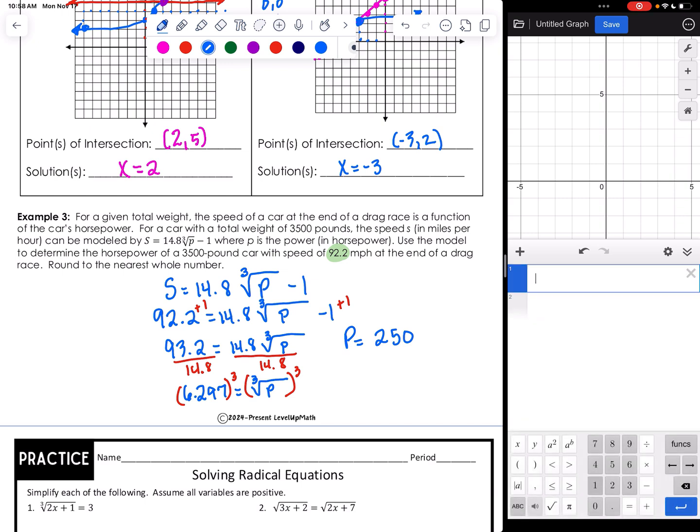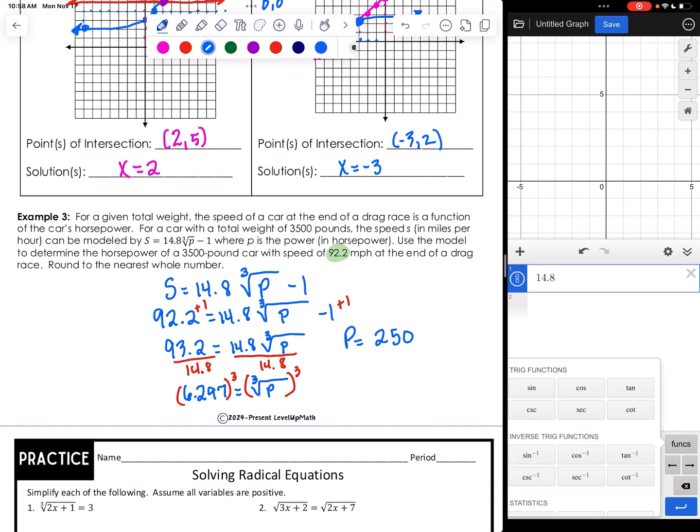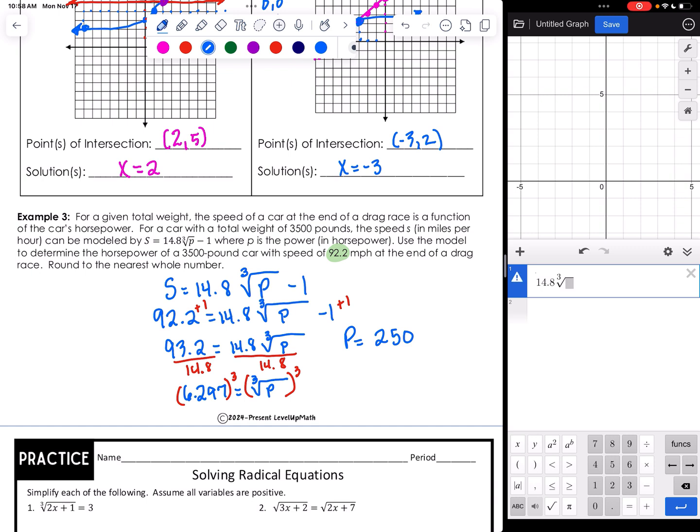Now, I also want to show you how this type of equation can be solved pretty easily by graphing. You can put in your one side, 14.8, function, go down here to cube root. We'll use an x instead of p, side arrow, minus 1. Let me make sure I have that typed in right, yes. And then here, y equals whatever was on the other side, 92.2.